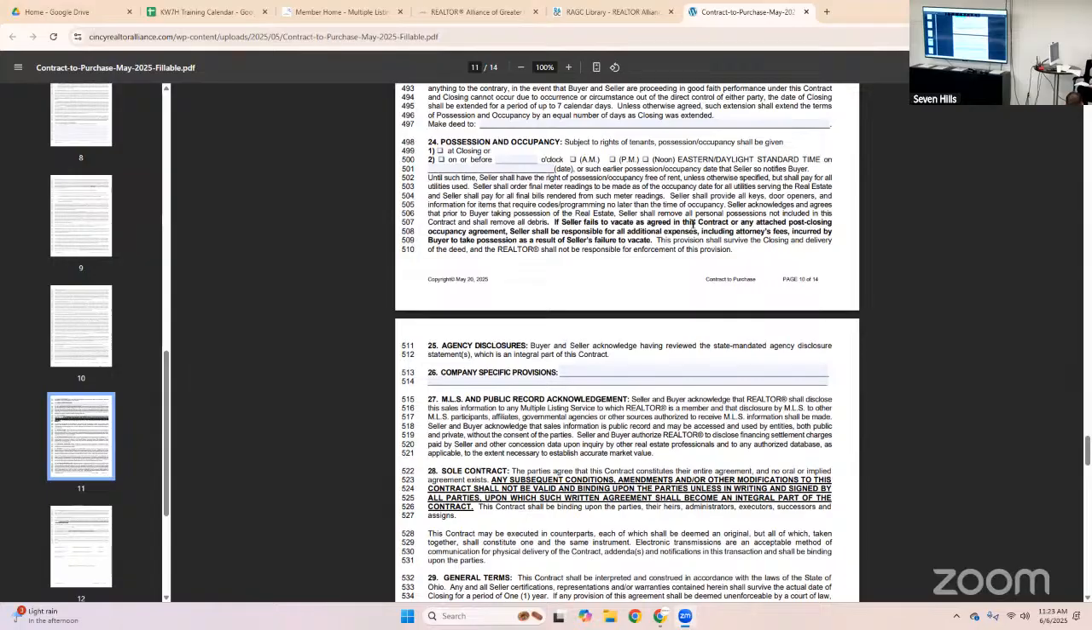Yes, okay. All right, so agency disclosure again is who we're representing, and are we representing the buyer or the seller? That's going to be defined there, and it does become part of this contract now. It was never stated like that before.